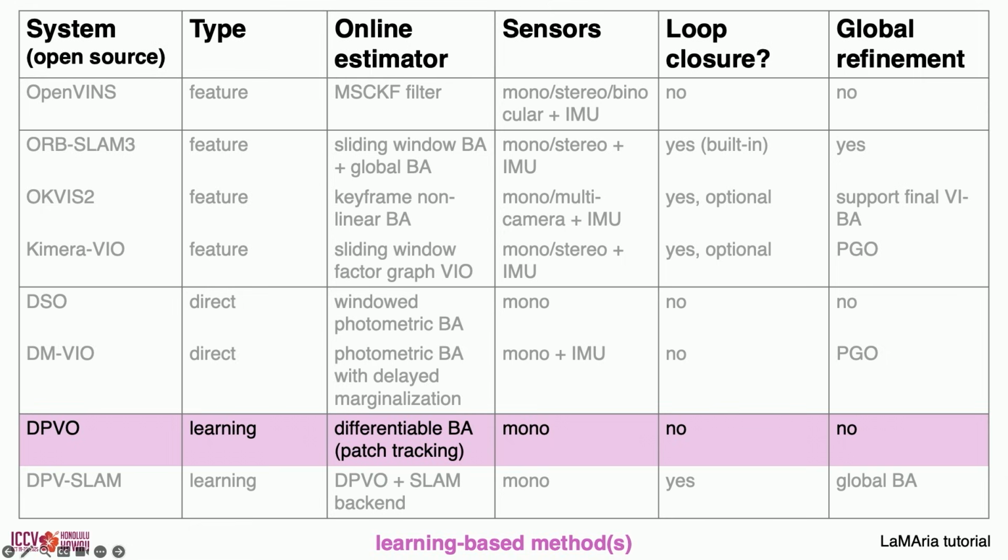First being DPVO. Over here, it also offers only monocular setup, and it also doesn't provide loop closure or global refinement. But its extension, DPV SLAM, which we also add in our benchmarking, includes loop closures as well as global bundle adjustment. It has a SLAM backend and is built upon DPVO. So these are the set of systems that we benchmark in the open source category.